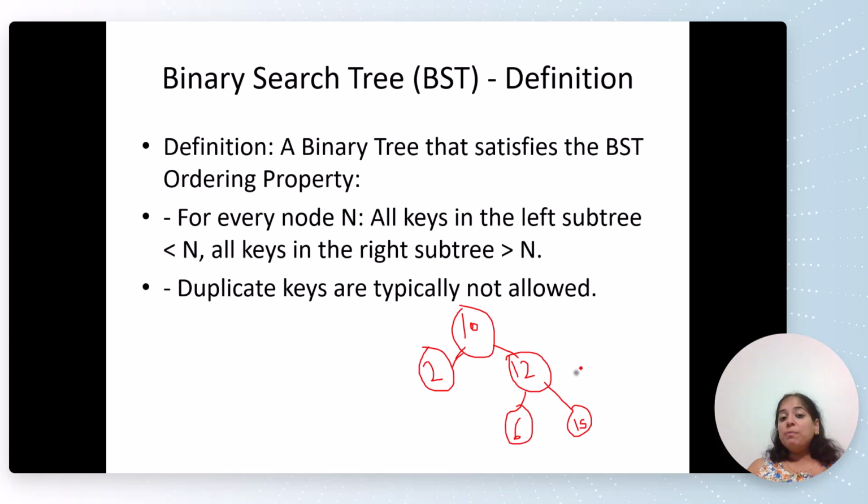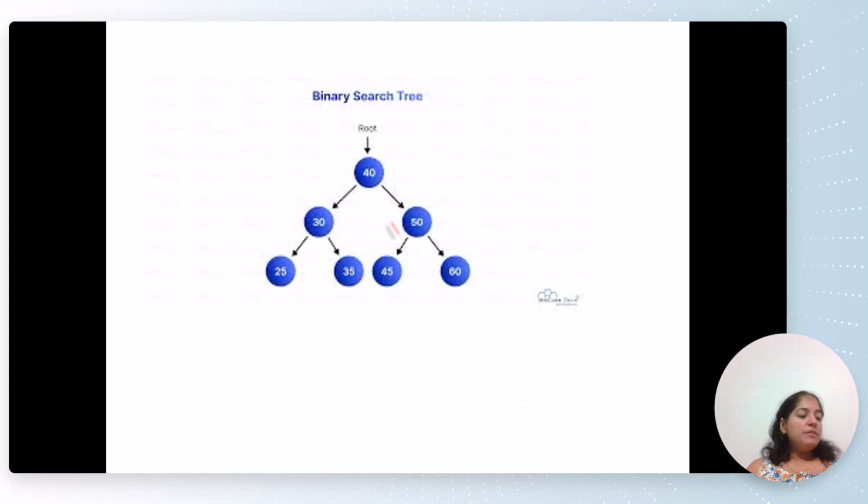And yes, duplicate values are not allowed in a binary search tree because we cannot apply the condition of less than or greater than for equal values. So equal values are not allowed. For example, here is a complete binary search tree like 25, 30, 35, 40, 45, 50, 60.